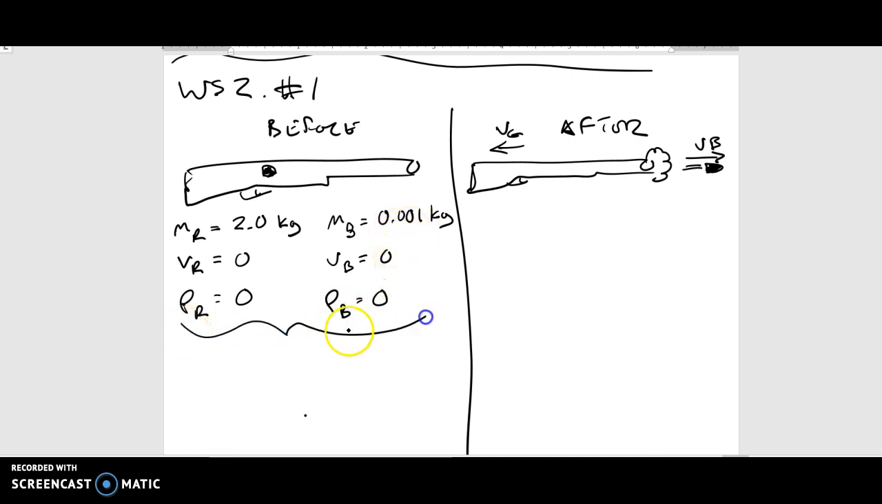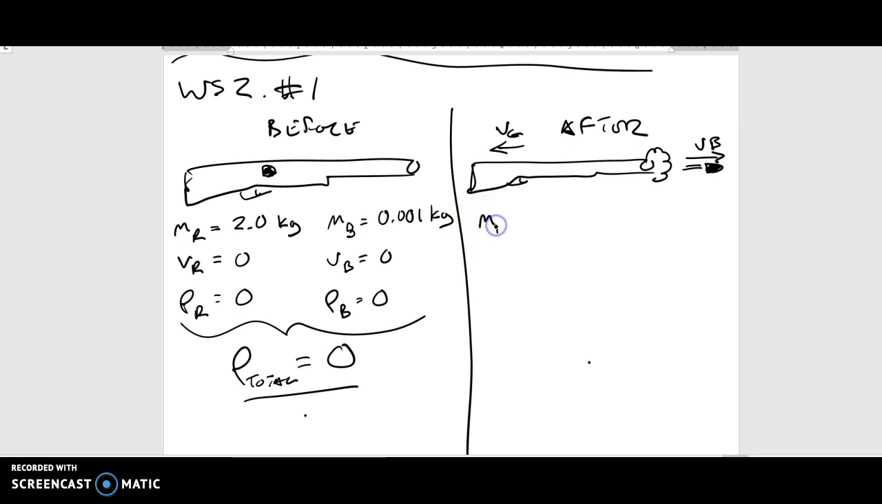So do we know the momentum total before? We do. It is 0. The rifle's momentum plus the bullet's momentum equals 0. So what does momentum of the system have to have after the explosion? That's right, 0. It's conserved. So let's write down what we know.